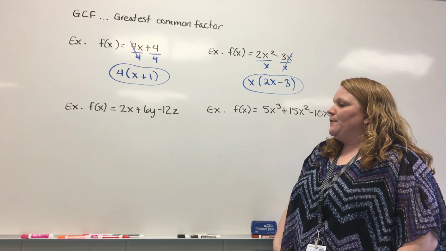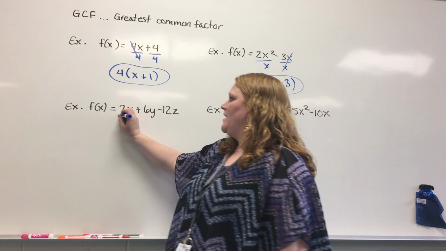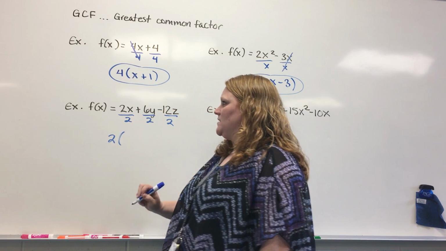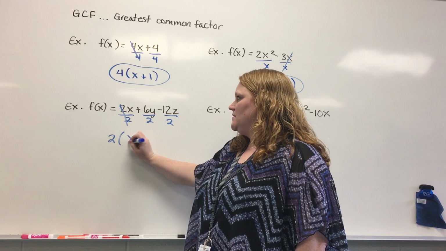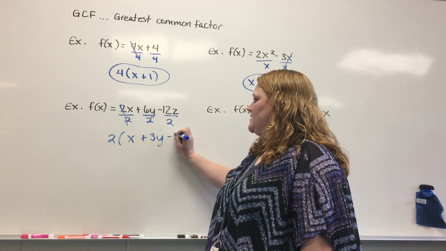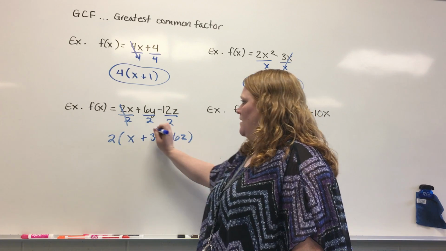The third example, you can divide out a 2 into every single term. So we write down a 2, and then what's left over would be an x, a positive 3y, and a minus 6z.